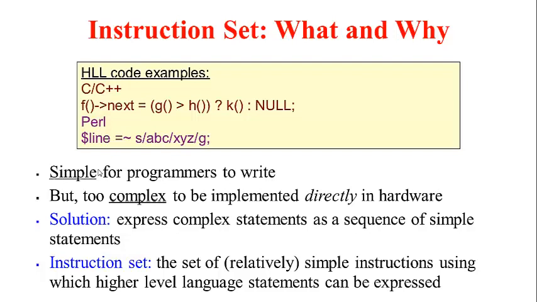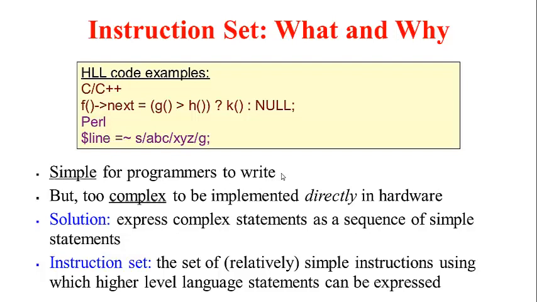Let us look at a couple of code examples using higher level language. The first line here shown is using C or C++ language, and it involves a statement which has at least 3 function calls. Depending on the runtime behavior, there could be 4 function calls, and we know what this statement does. It assigns a particular value to this pointer f arrow next. The second line here is in a scripting language called Perl, and here we have a string $line, and this statement substitutes the string ABC with XYZ wherever ABC occurs in the string $line.